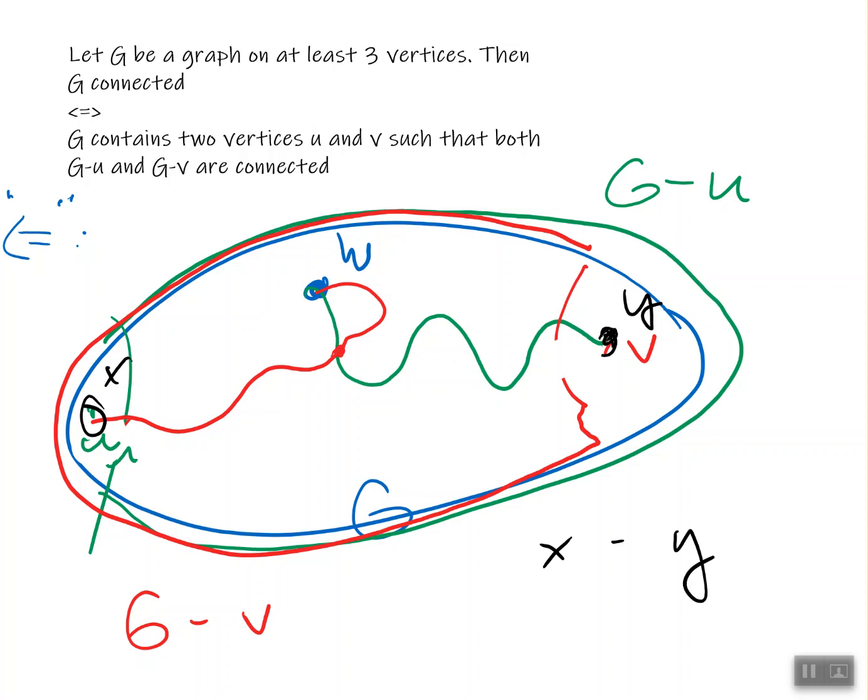So let's check that we covered all our bases. Neither of x and y could be u or v. We covered that case. It could be one of them is u and the other one is not v. We covered that case. It could be one of them is v and the other one is not u. We covered that. And this last case, one is u and one is v, is covered just here. So that was the backwards direction. Next, the forward direction.